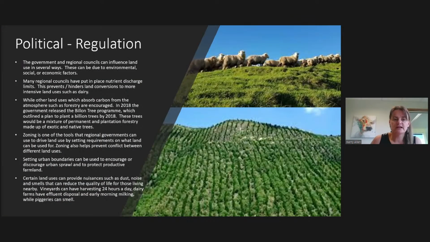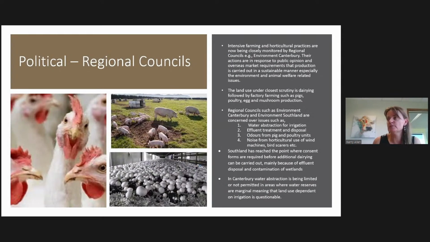So moving on to regulation, and this is becoming more and more significant. This is where rules and regulations have been put down so that different crops can grow in different areas, or there have been restrictions on crops in different areas. Most councils have got nitrogen discharge limits, water limits, and carbon limits. One of the schemes that was implemented was the $1 billion tree scheme, which was trying to get 1 billion trees planted by 2018. Regional councils play a huge part in that.